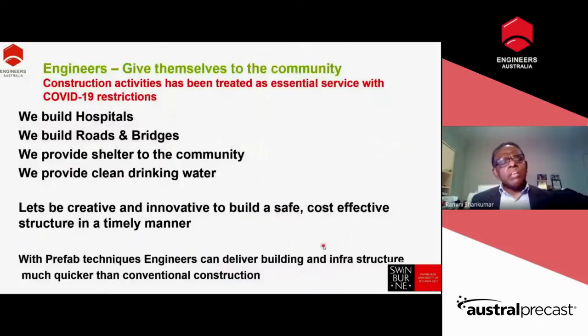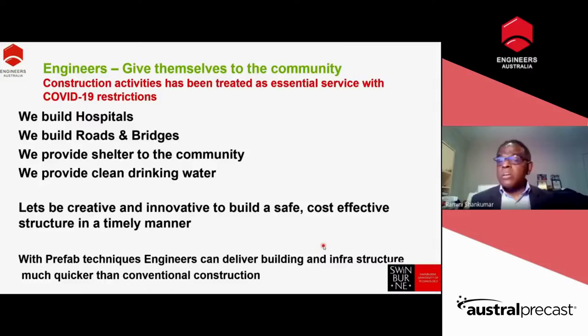So as engineers, we give ourselves to the community. Look at the construction activities, which have been treated as an essential service with COVID-19 restrictions. Yes, you can't go halfway from the construction site. And I treat the engineering profession as the best profession in the world.